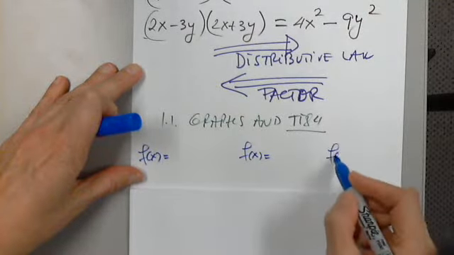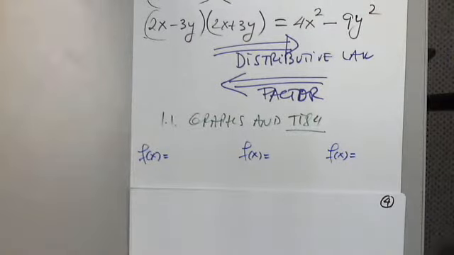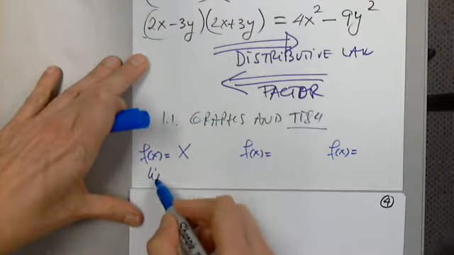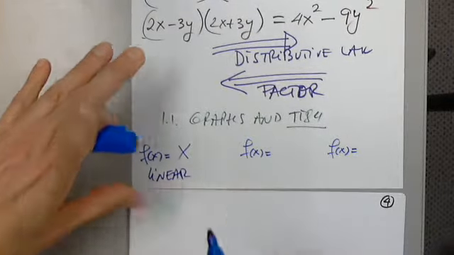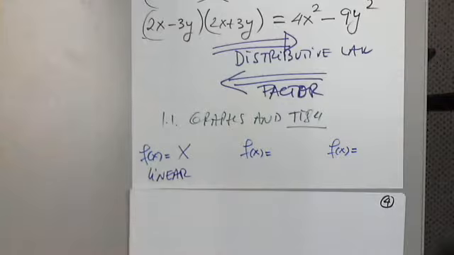And then we will choose one to graph by hand. Say it again. X. Good, that's a linear function. Very good, linear. This is the simplest possible linear function. There is nothing easier than this. Okay.